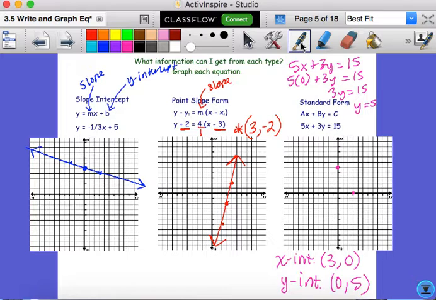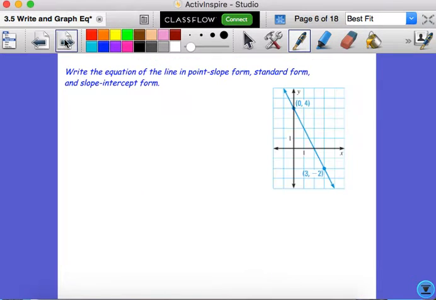Now again, remember to plot a graph or to graph a line, you only need 2 points. So we've got our 2 points, and we're good to go. So standard form is good to help you identify very quickly what your intercepts are.